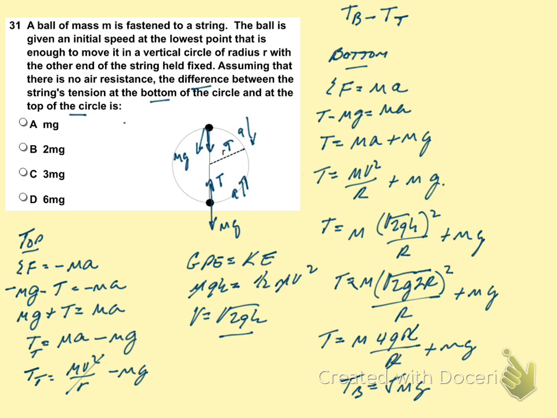So if we go back to this equation, tension at the bottom is 5mg, and we have to subtract minus 1 mg. It's going to be 6 mg.